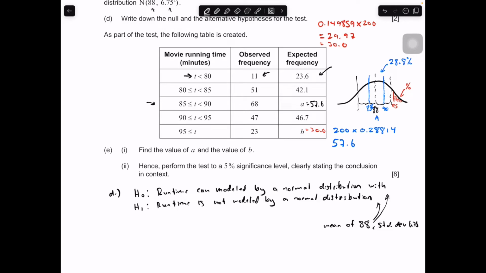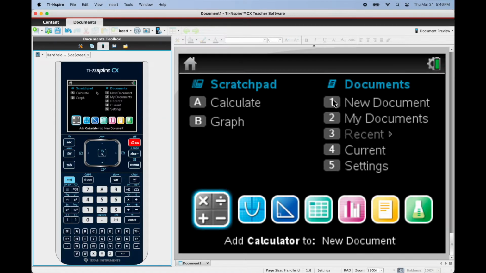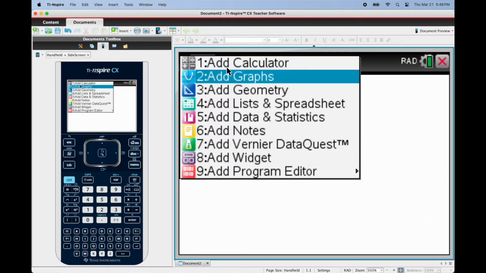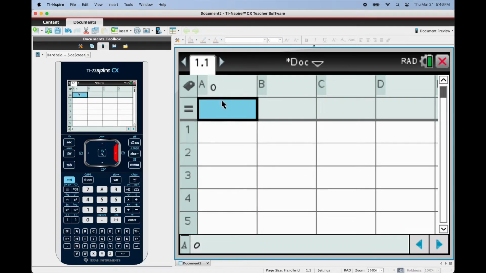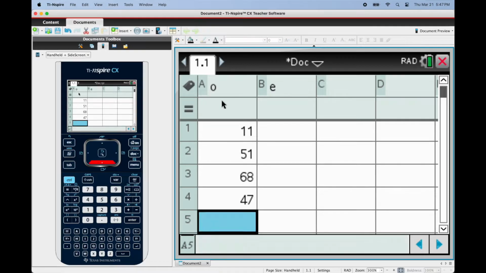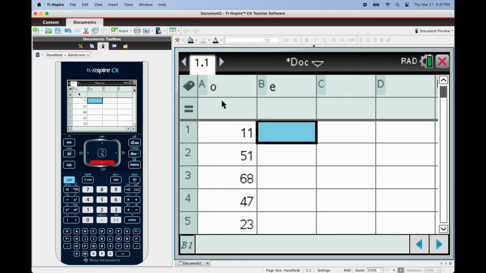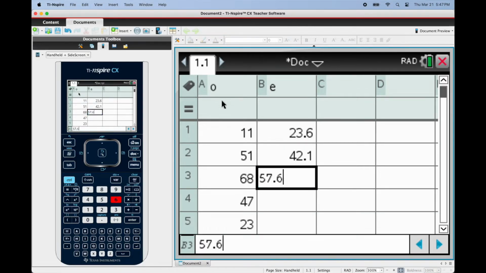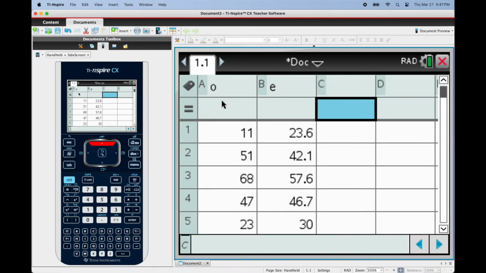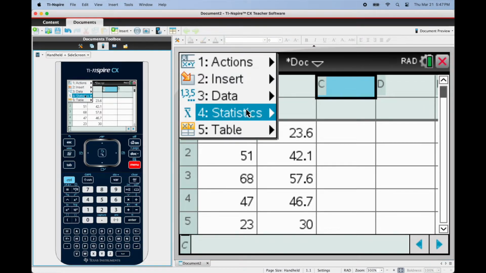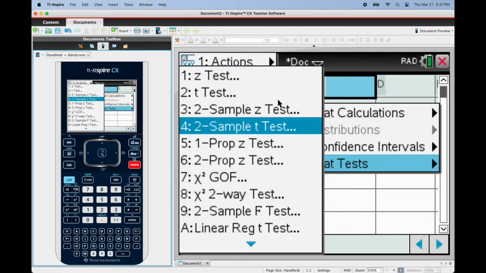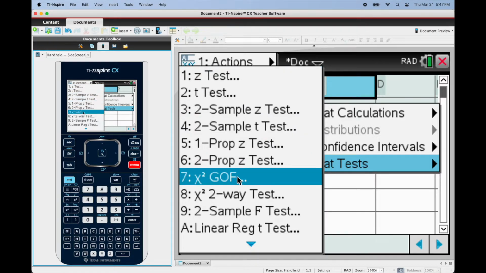So going back to the calculator for a sec, let's get a new document, just because we used variables before. Go into spreadsheet. For this, going to write observed and expected. You can always use x and y, and it should be okay. So let's put in our observed values and the expected values: 23.6, 42.1, 57.6, 46.7, and 30. Okay. Got our observed and our expected. Let's run a statistical test, and we will do chi-squared goodness of fit.